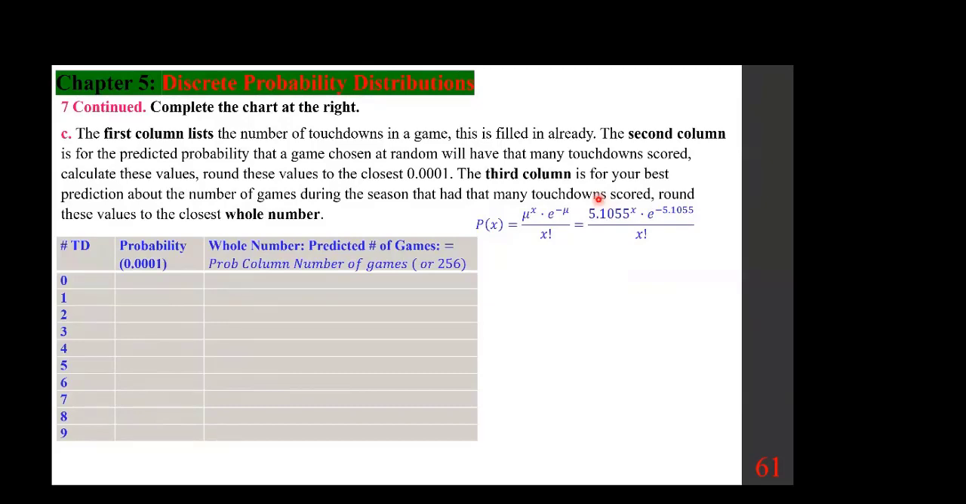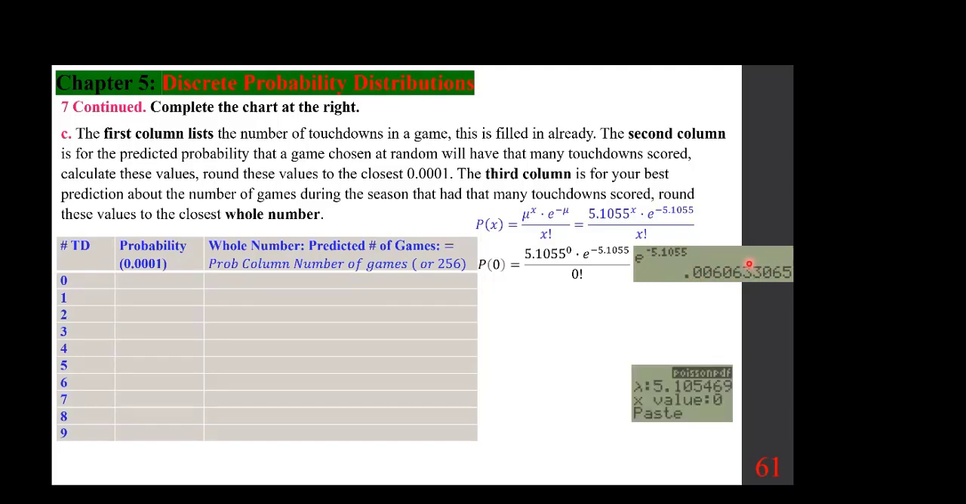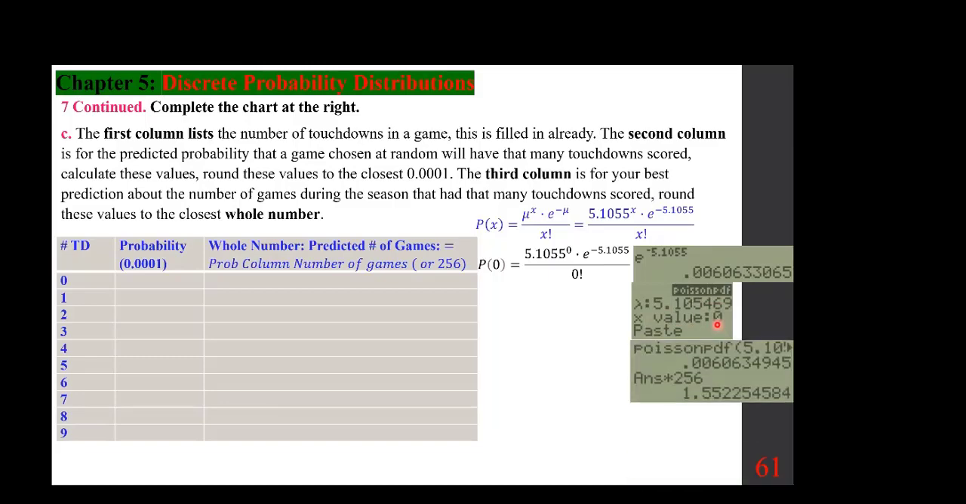So let's plug in 0 for this one. We want to calculate this entry. Plug in 0. Anything to the power of 0 is 1. 0 factorial is 1. So the answer is only this one. The answer is this one. Using a calculator, or just go with the Poisson PDF, putting 0, and that gives you the same answer. So this is the same answer that goes in here. This is the same answer.